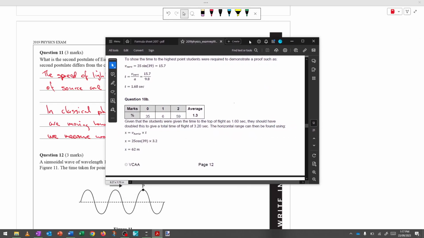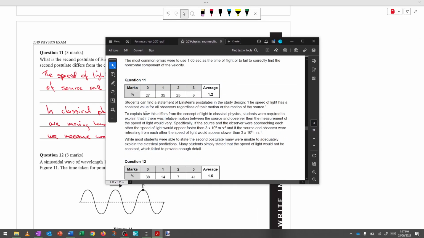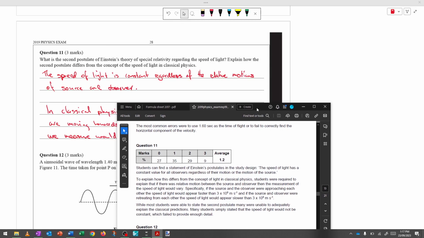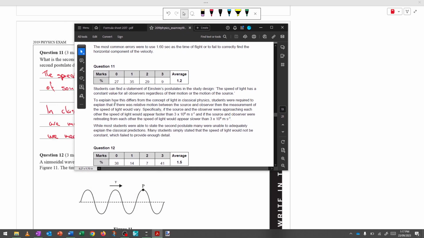What does the report suggest? Students can find a statement of Einstein's postulate in the study design, so you just copy them onto your cheat sheet. The speed of light has a constant value for all observers regardless of their motion or the motion of the source. So that's our first sentence up there. To explain how this differs from the concept of light in classical physics, students were required to explain that if there was relative motion between the source and the observer, then the measurement of the speed of light would vary. Specifically, if the source and the observer were approaching each other, the speed of light would appear faster than 3 times 10 to the 8 meters per second. And that's what we've said.